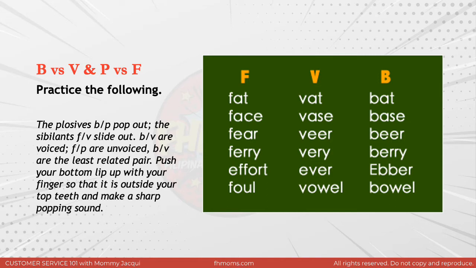Okay, now let's try with 2 syllables this time. We say fairy, very, berry. Good. Now let's move on to the next one. We say effort, ever, ever. Next, we say foul, vowel, bowl. Very good. Now you can try practicing these words several times like a tongue twister again, so you'll get used to the sounds of the letter F, V, and B. Okay? Let's move on to the next.